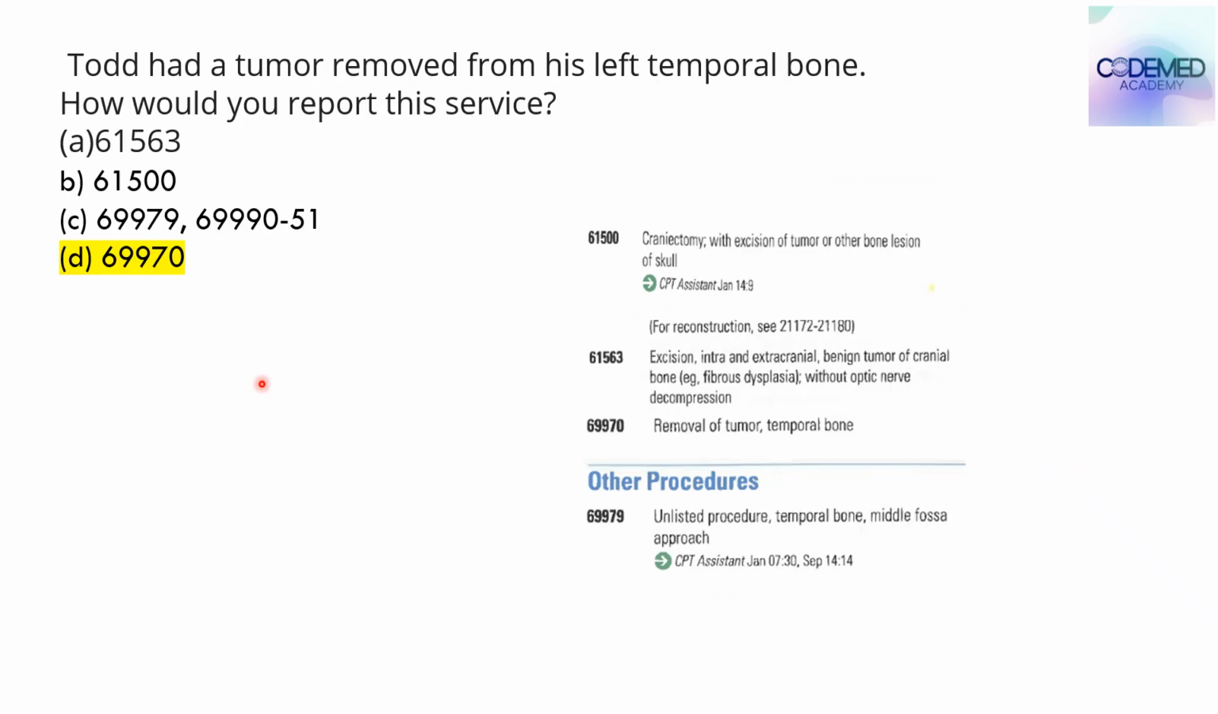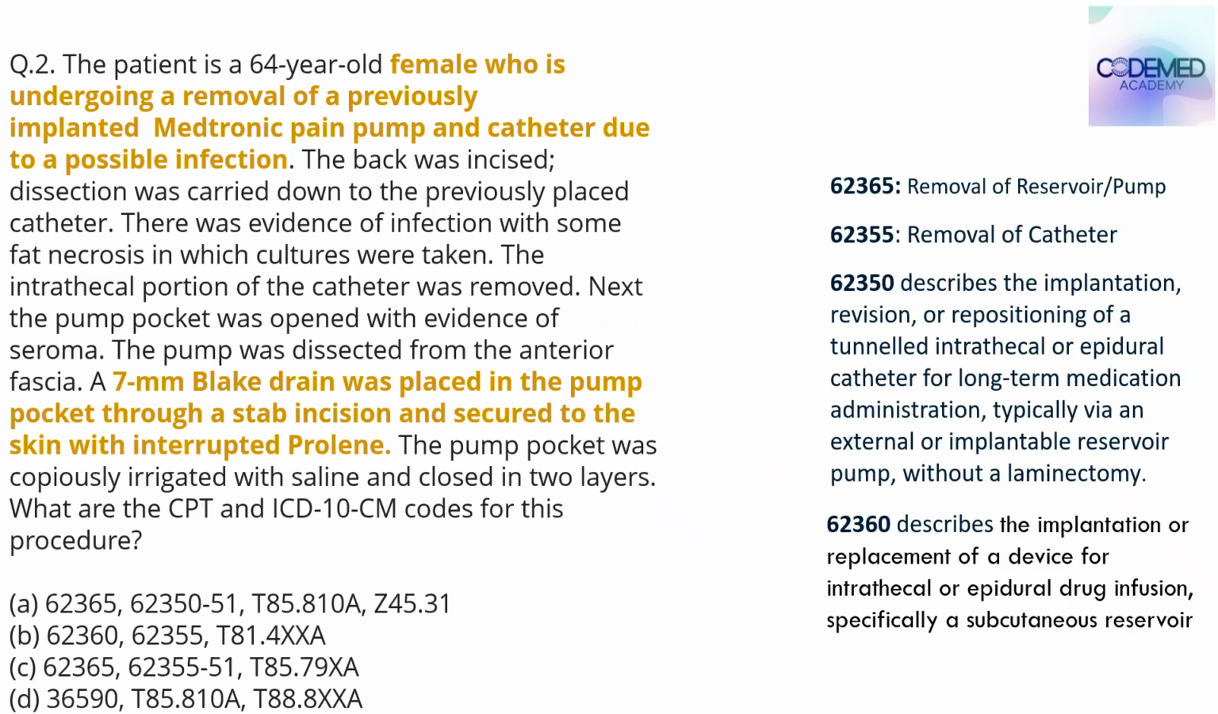So yes, D is the answer because it talks about the removal of tumor, temporal bone. Now why is 563 not the answer? Because it is talking about a benign tumor. In our question, they have just mentioned the tumor, but we do not know the nature of the tumor. So that's why 563 goes away. 500 is a craniectomy. Of course, they have removed the temporal bone and excision of the tumor or other bone lesion. So this is also one thing which we could have considered, but whenever I have a very specific code, I will pick up that code. And this is the code, removal of tumor, temporal bone, and that is why I will pick up the answer D.